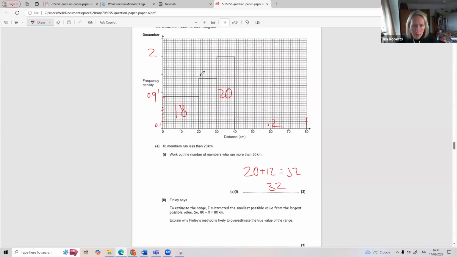Finley says, I estimated the range. I subtracted the smallest possible value from the largest possible value. 80 take away 0 is 80 kilometres. Explain why Finley's method is likely to overestimate the true value.